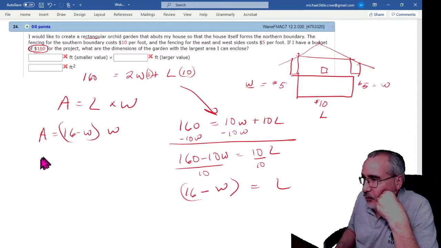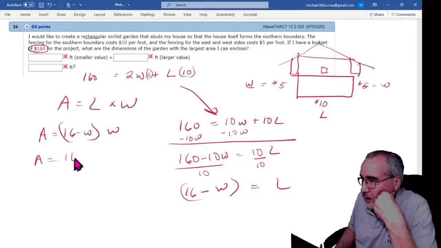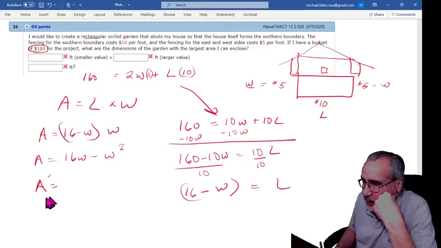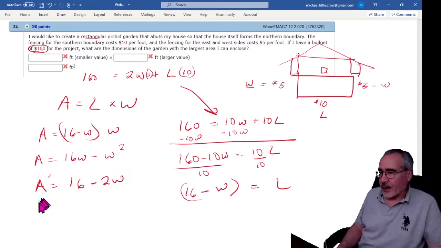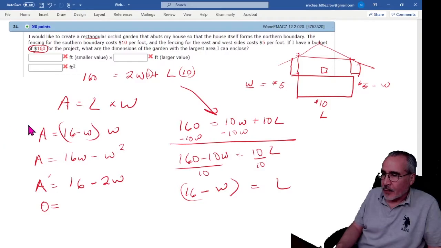Let's go ahead and distribute this. So our area is going to be 16W minus W squared. We're going to maximize it when the derivative is equal to 0, or at least we get a critical value there, right? So we can take this derivative. You could also graph this, but the derivative is pretty straightforward. So we get 16 minus 2W. We set this equal to 0, and that will give us a maximum area, because it's an upside down quadratic, right? It's going to go like this. So it's going to give us the vertex.